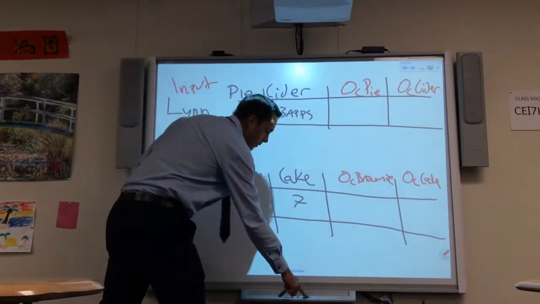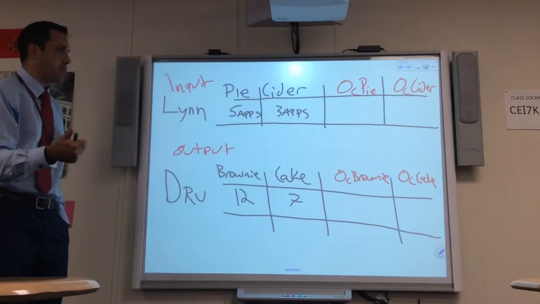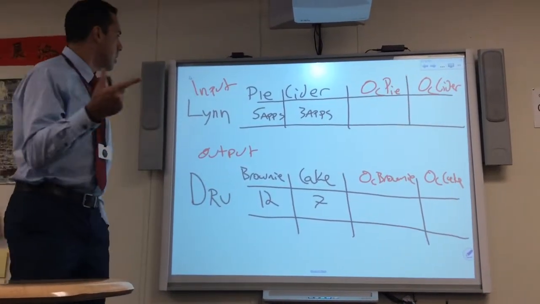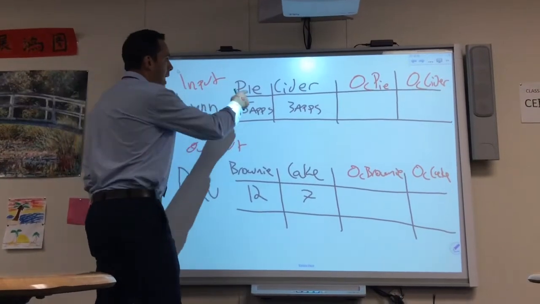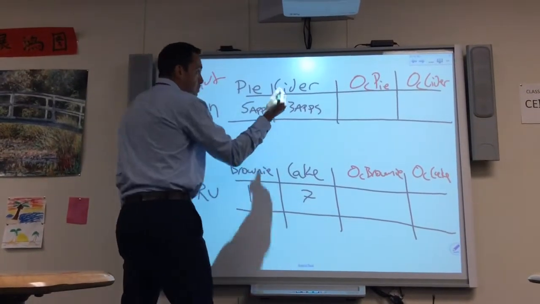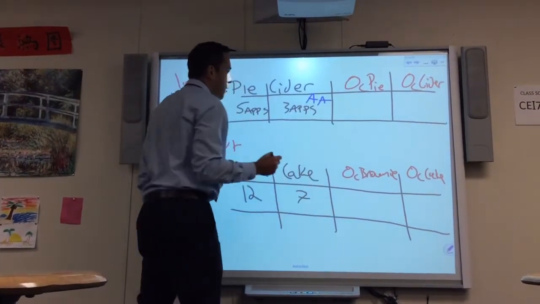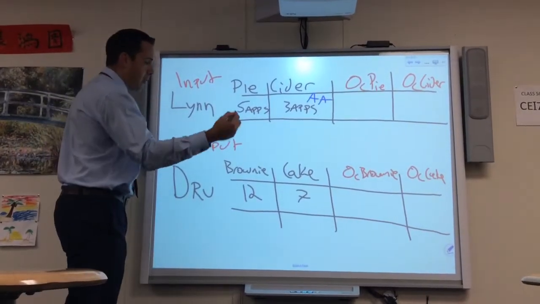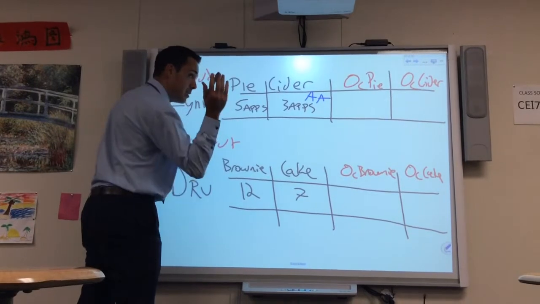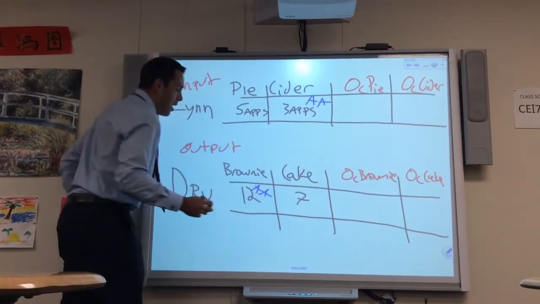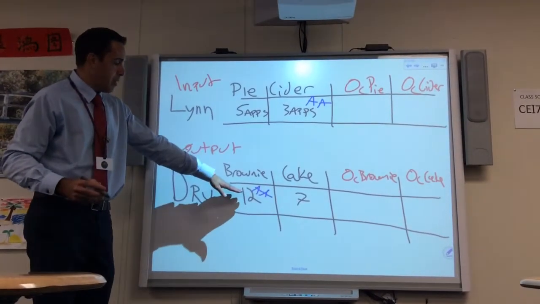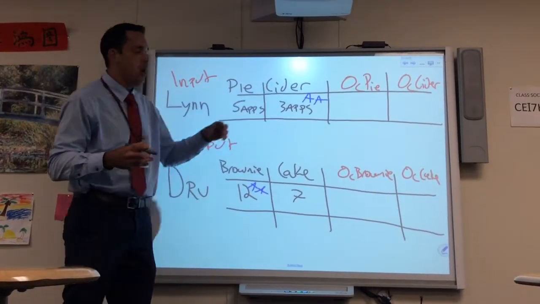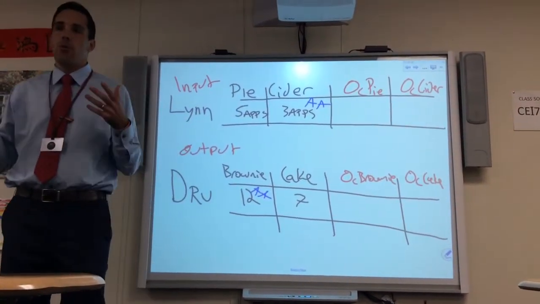This matters for 2 reasons. 1, calculating opportunity cost, but 2, identifying absolute advantage. So is Lynn better making pies or cider? She's better making cider because it takes fewer apples. Is Drew better at making brownies or cake? Here we have a larger number because with outputs, he's better at that, he's more productive. Here we have a smaller number because he's more productive using fewer inputs.